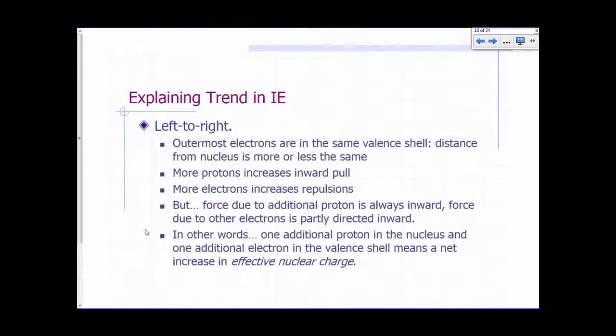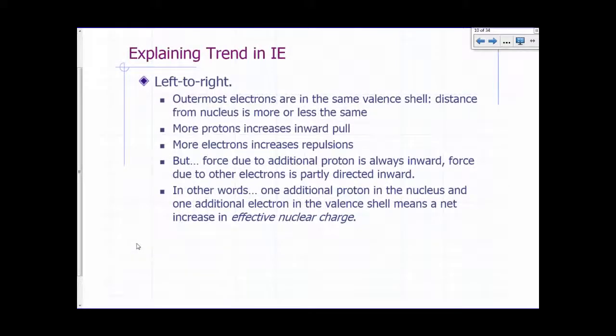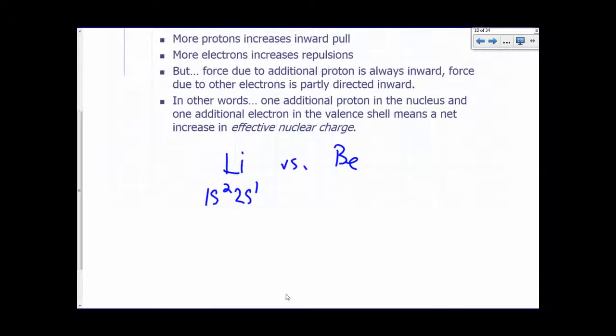So how do you explain the trend going left to right? As you go from left to right on your periodic table, your outermost electrons will be in the same valence shell. For example, let's just compare lithium versus beryllium. The electron configuration of lithium is 1s2, 2s1. These are the elements in the second row, and beryllium would be 1s2, 2s2. Sorry, 4 electrons.